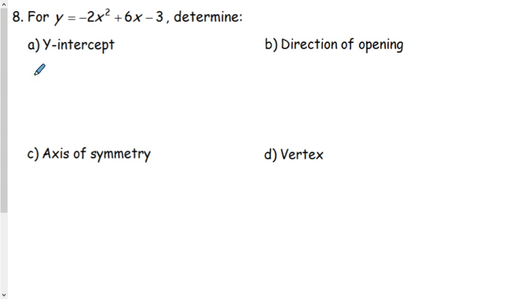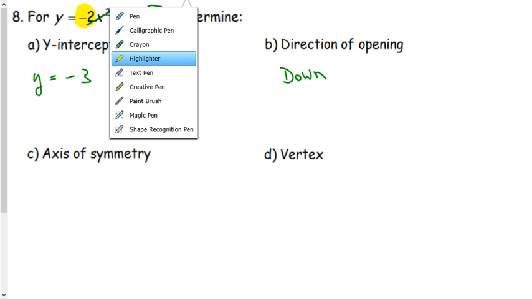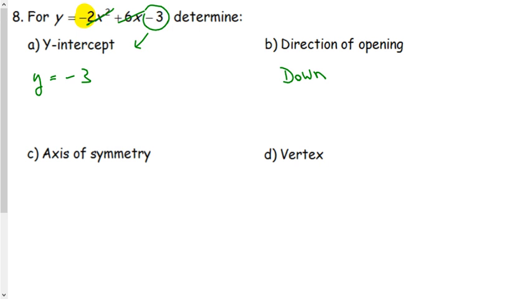The y-intercept is easy peasy to find because we know we'd have to put in x equals 0 to find the y-intercept. Well, if we put in x equals 0, our first two terms are gone. And all we're left with is negative 3. It's really easy to see the y-intercept when we have things in standard form. The direction of opening is going to be down because our a value that's in front of the x squared, which is right here, is negative 2. It's a negative number, so that means it's going to be opening down like a frowny face.